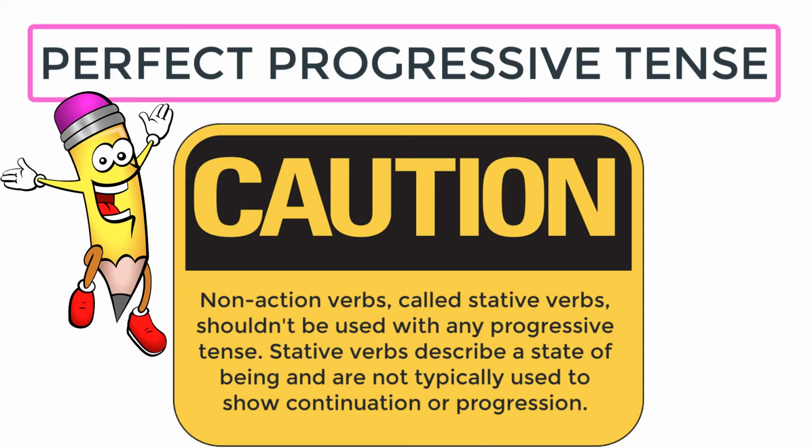One thing to note about the perfect progressive tense or any progressive or continuous tense is that non-action or stative verbs shouldn't be used with this tense. We will learn more about dynamic and stative verbs in another lesson.